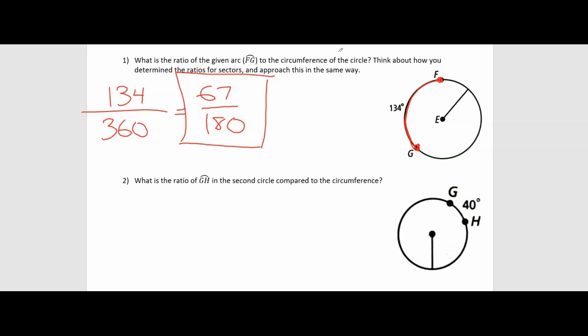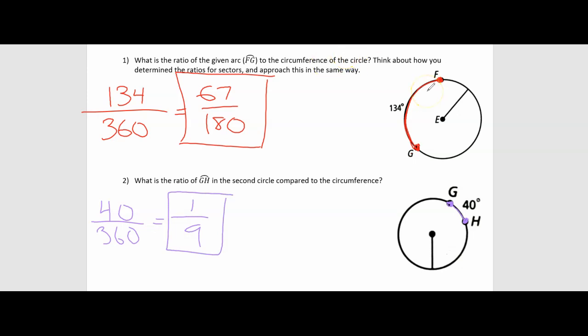We could do the same thing for number 2. Go ahead and do that. Simplify as much as possible. What's the ratio of arc GH to the entire circumference, or the entire circle? Well, for this one, we have 40 over 360. This one does simplify pretty nicely. Greatest common factor here is 40, so I get 1 over 9.